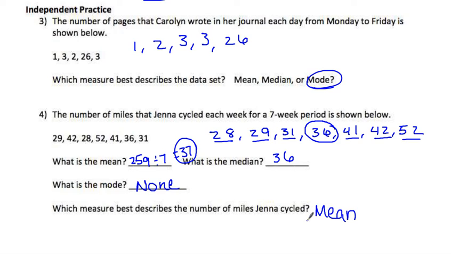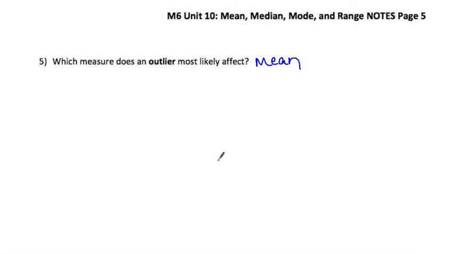And which measure best describes the number of miles cycled? Well, there's no outliers, so automatically I can use my favorite, which is the mean. And then the last question says, which measure does an outlier most likely affect? An outlier most likely affects the mean. Just like your grade that you get in class, if you get an F on a test when you've gotten all A's, it's going to drop your grade for your class very quickly.